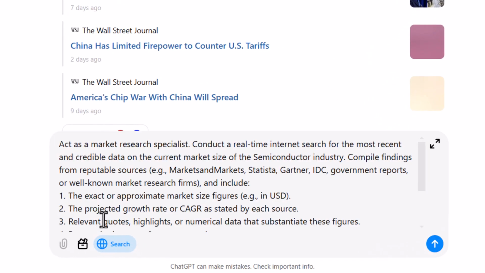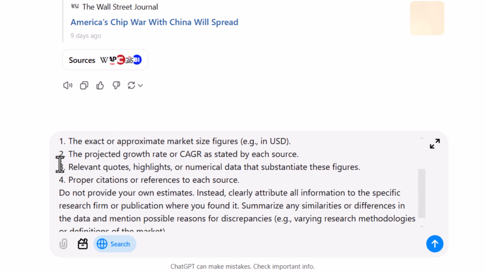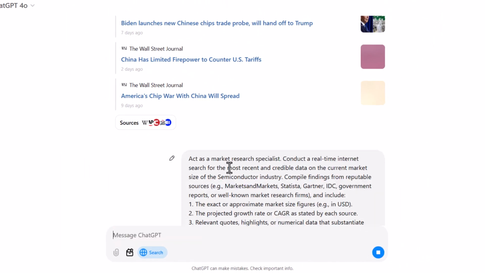The first thing I'm going to do for the market analysis is look at market size and growth. And what I want to do is try and anchor the response to more reputable sources. So I provided some preferred sources here and other specific information. And I'm also instructing the model to provide proper citations and references for each source. I'm going to keep the internet search on because we want current information.